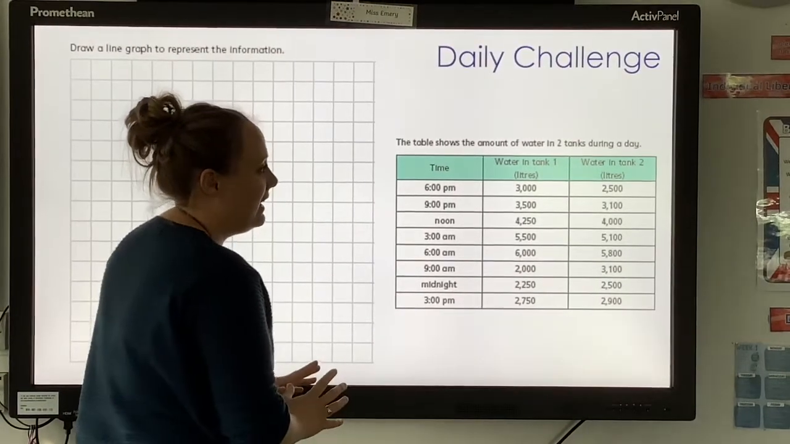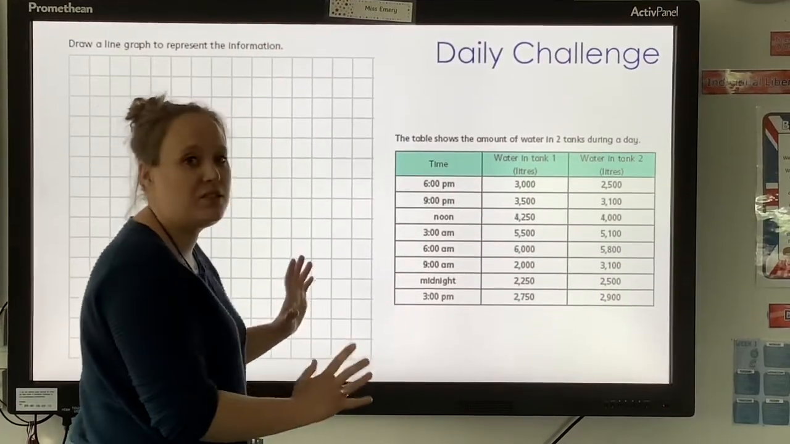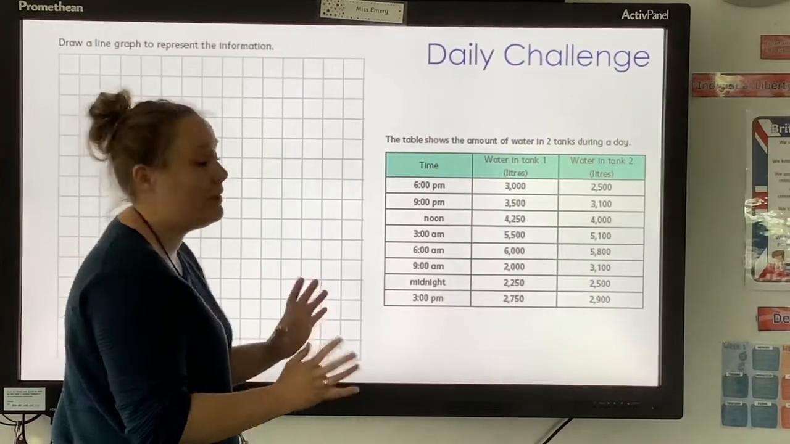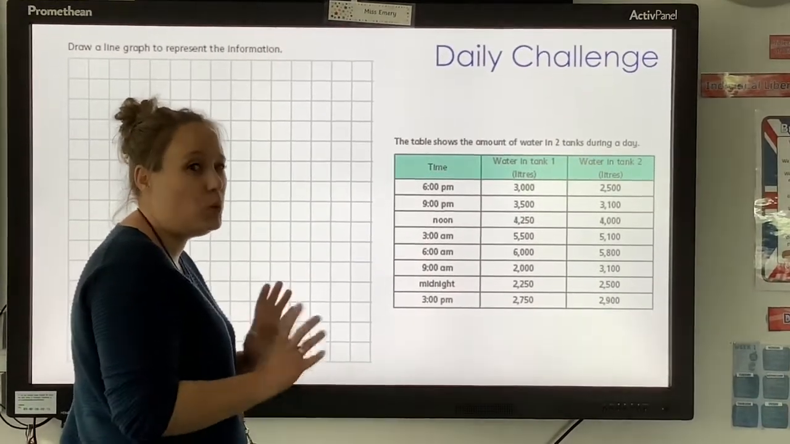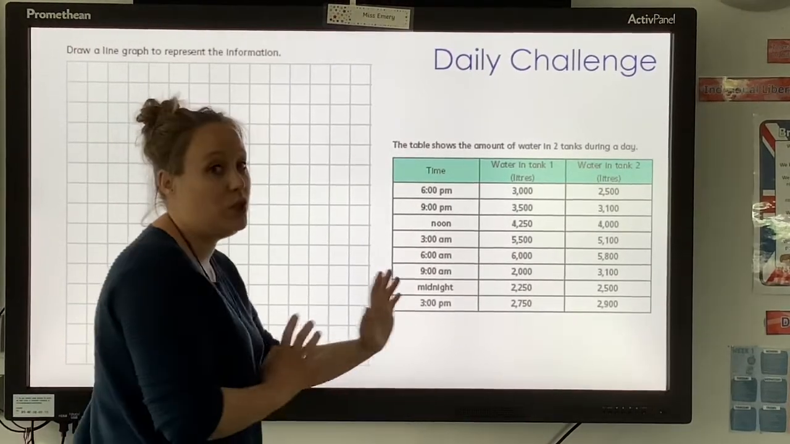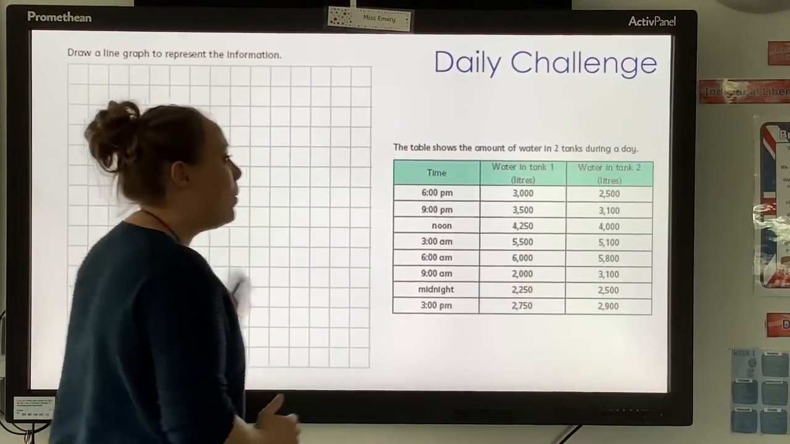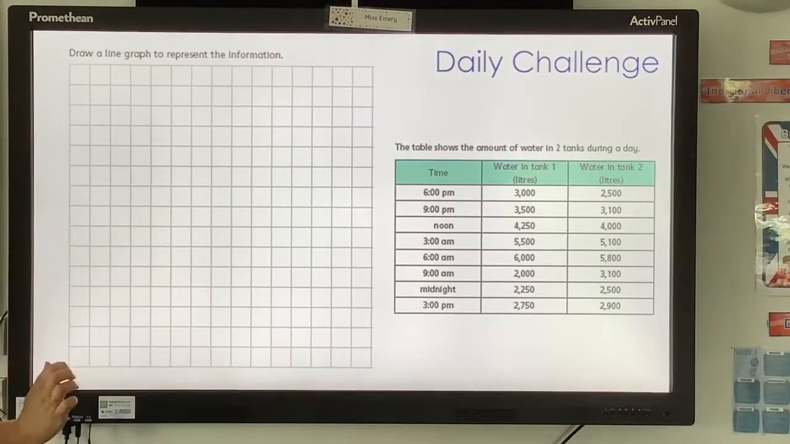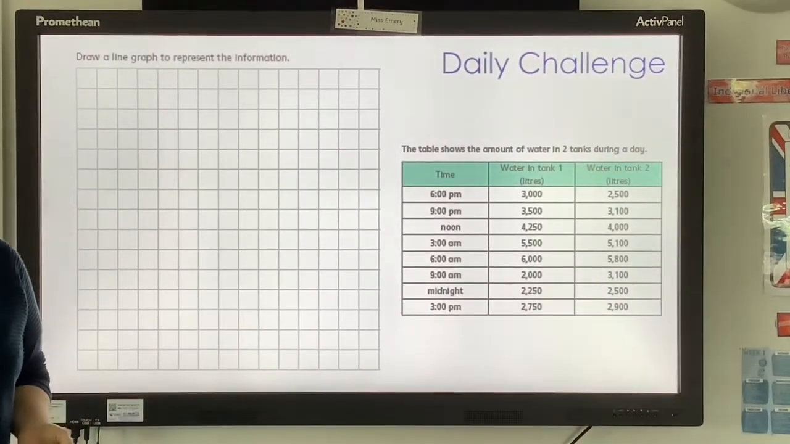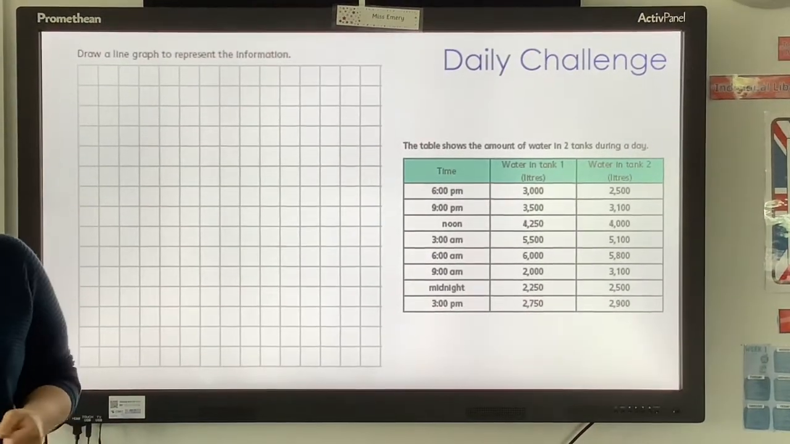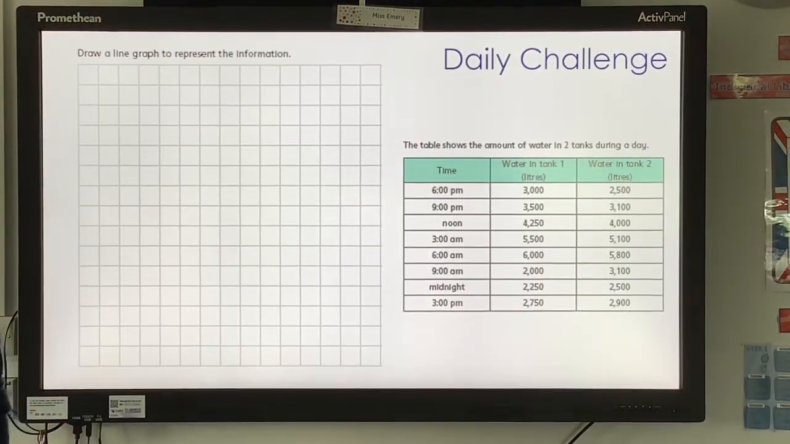Now don't panic, because it might look like you've got too much information there for one line graph. However, you haven't. Think back to the cars. You had 2 cars, and here you've got 2 tanks. So work out what could be on your x-axis and what could be on your y-axis, and then plot your information accordingly. Have a go, take your time, and we'll see you tomorrow for the answers.